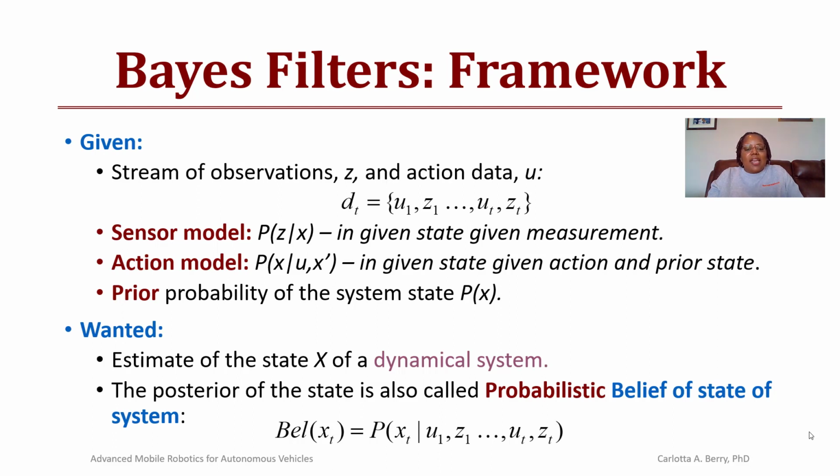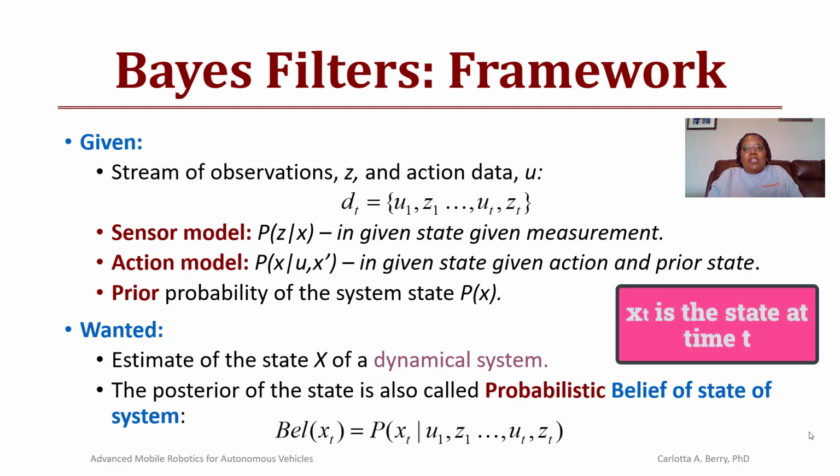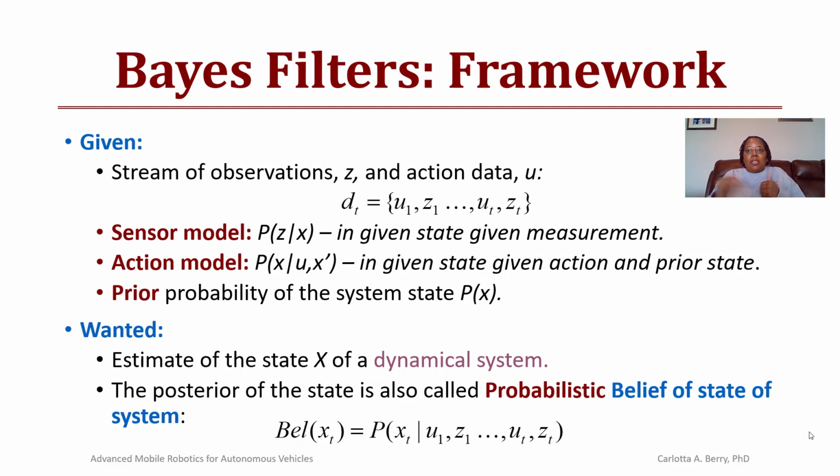So if we want to estimate the state of a dynamical system, then using Bayes rule, the posterior of the state is called the probabilistic belief of the state of the system. So we represent this as Bel of Xt, where the state of the system at the current time is dependent upon the actions and the measurements of the robot for the previous times up to the current time. So that means the belief of the state at time t is going to be the probability of being at state Xt given the actions and the measurements of the system up to and including that current time.